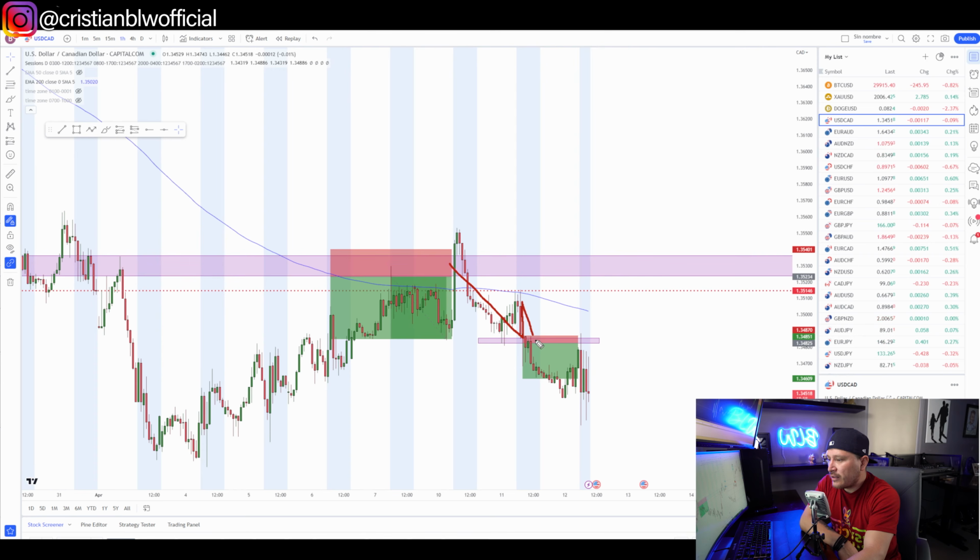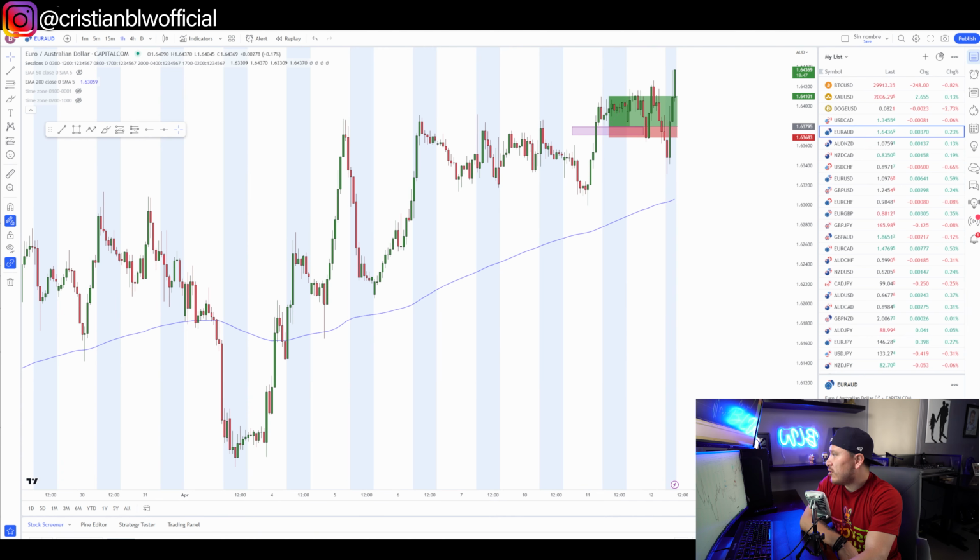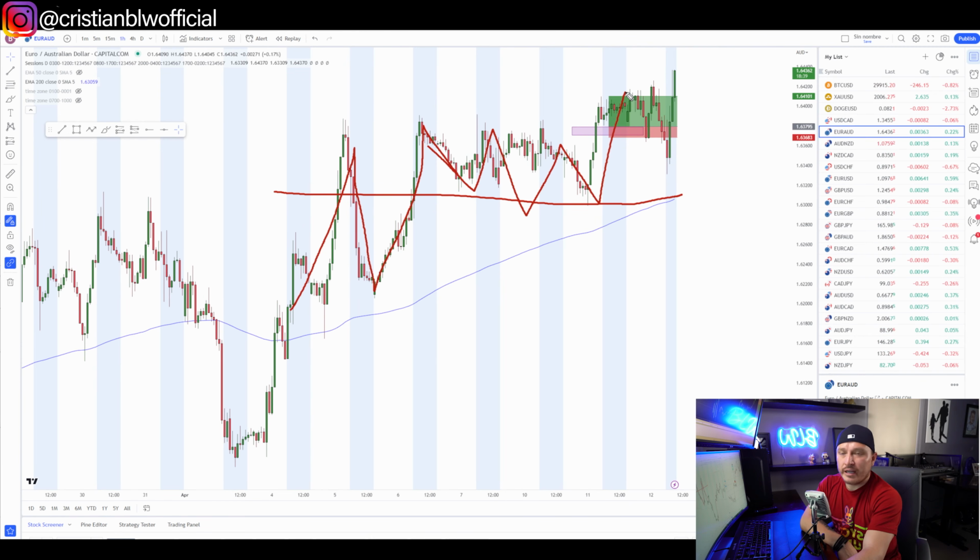Support respected, support broken, and then it becomes a resistance and it goes like this. And if it's an uptrend, I look at the exact same thing, but in the opposite direction. So I look at movements like this, resistance that gets broken, then it comes back and does this. This is what I'm looking at every single day. I don't look at anything else.